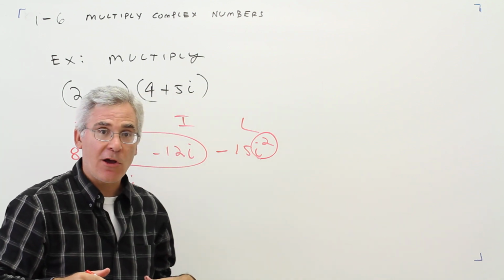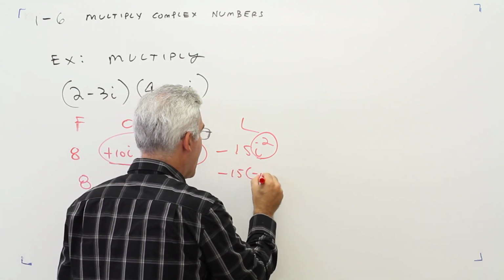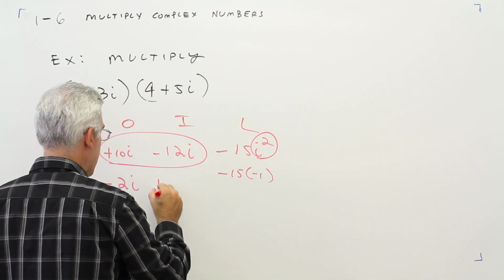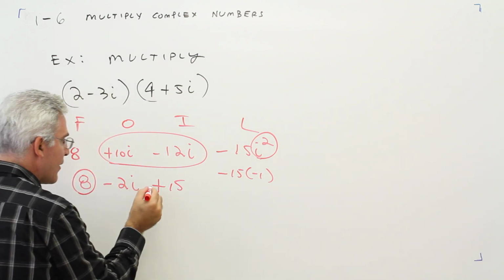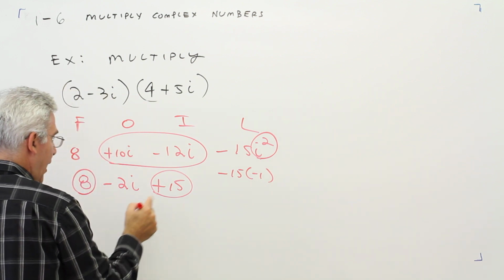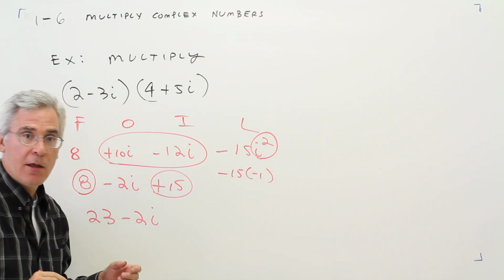i squared, recall, is -1. So minus 15 times minus 1 is really plus 15. And then I've got a like term, I've got an 8 and I've got a 15. I can combine those and get 23 minus 2i.